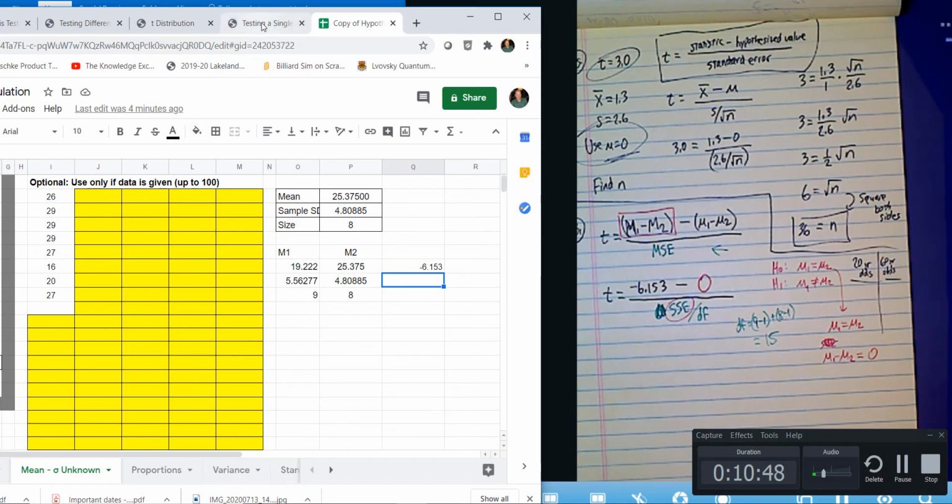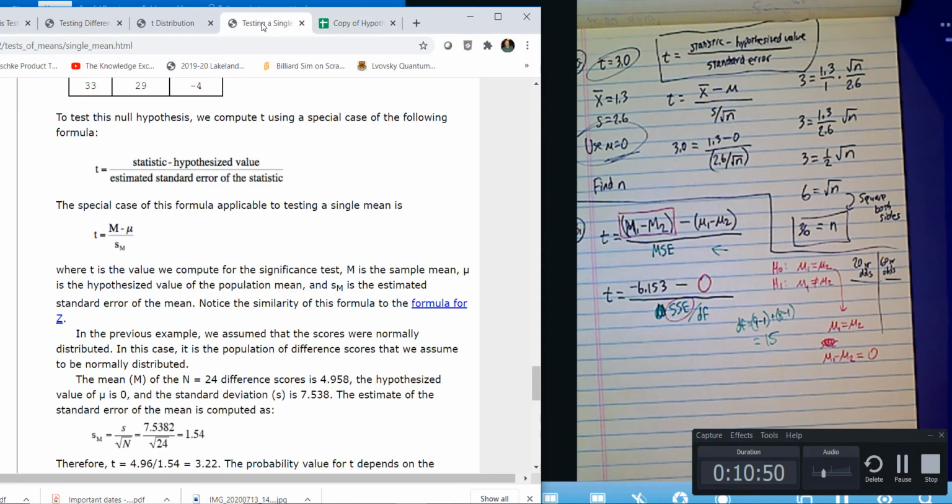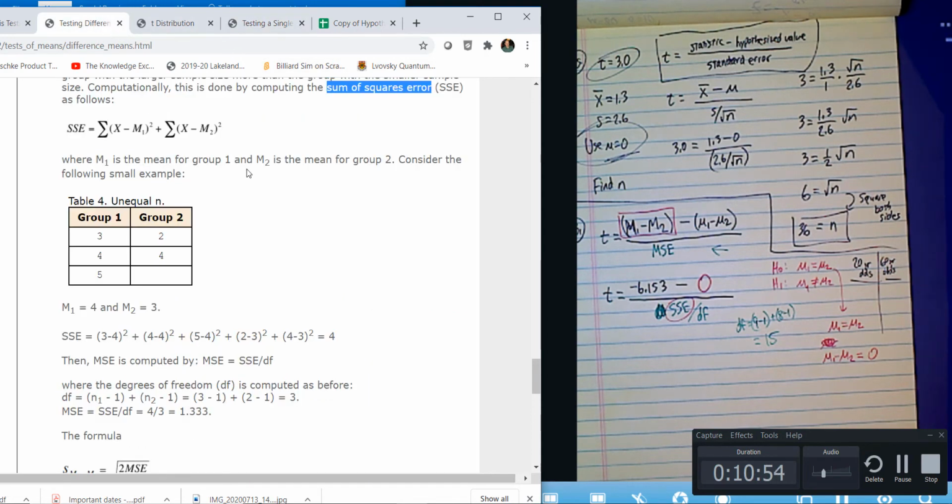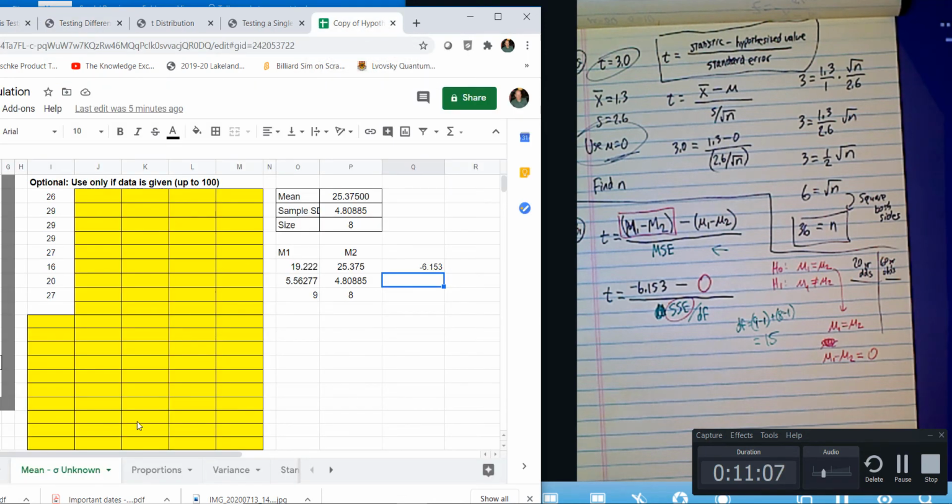I can go back to my testing a difference of means. They say we're going to add up the difference from the first mean squared plus the sum of the difference from the second mean squared. This is kind of interesting. We can go back to the original data.